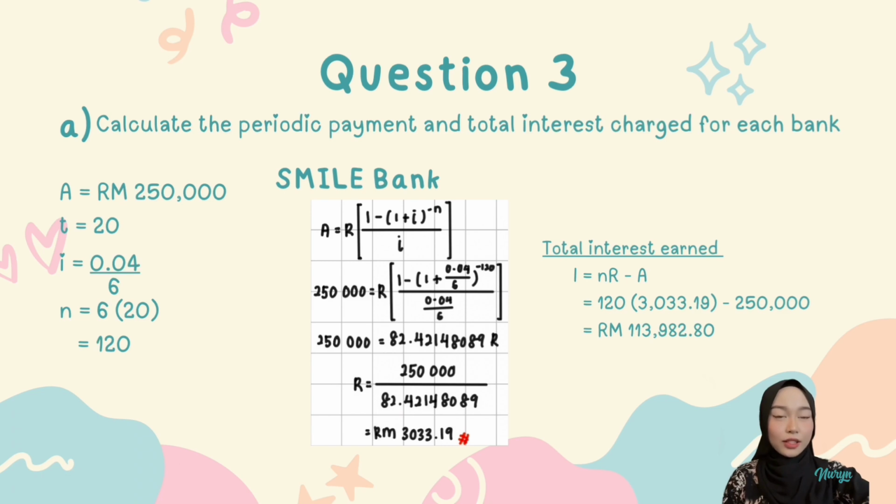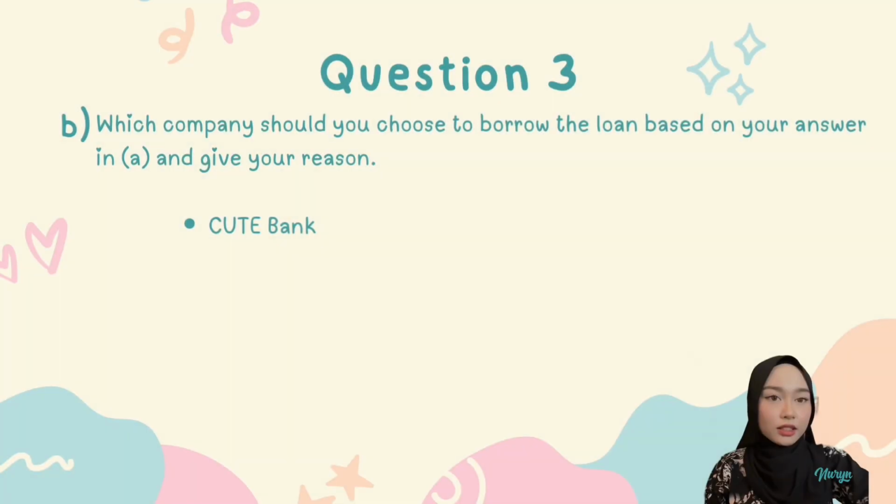Now, let's calculate for Smile Bank. Using the same information, except i and n, Smile Bank uses i equals 0.04 over 6, n equals 6 times 20, and you will get 120 for n. By using the same formula, after substituting the information into the formula, we got R equals 3,033 ringgit 19 cents. To calculate the total interest for Smile Bank, use I equals nR minus A. So, 120 times 3,033.19 minus 250,000 ringgit, you will get 113,982.80 ringgit.